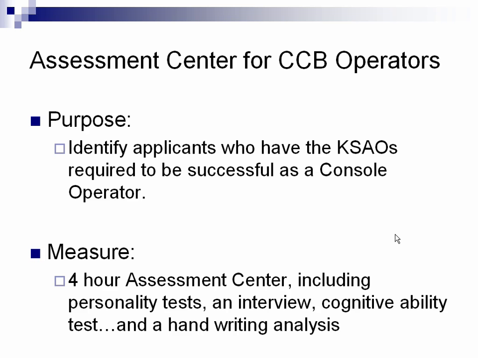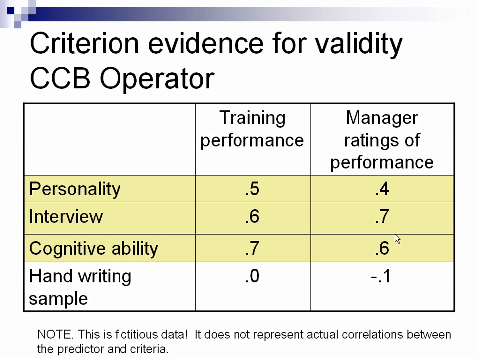as a console operator. And our assessment center is 4 hours, including personality tests, an interview, cognitive ability test, and a handwriting analysis. And let's say that this is the data that we find. On the left-hand side are our predictors, or our tests, okay? And let's say, again, that we have personality, interview, cognitive ability test, and a handwriting sample. On the right-hand side are 2 different types of criteria. One is training performance and job performance rating.